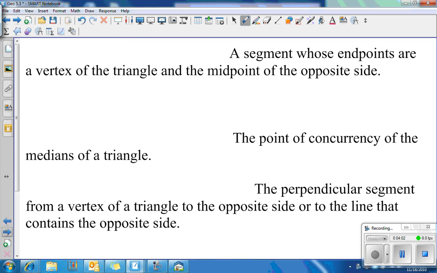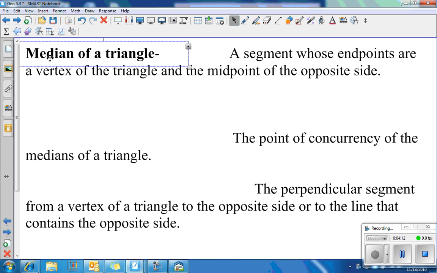All right, so we're on definitions. You have tons and tons of definitions. The median of a triangle is a segment whose endpoints are a vertex of the triangle and the midpoint of the opposite side. In other words, it's going to look something like this. I have a triangle, and the median, okay, is at the midpoint. It's a segment whose endpoints are on the vertex of the triangle and the midpoint of the opposite side.